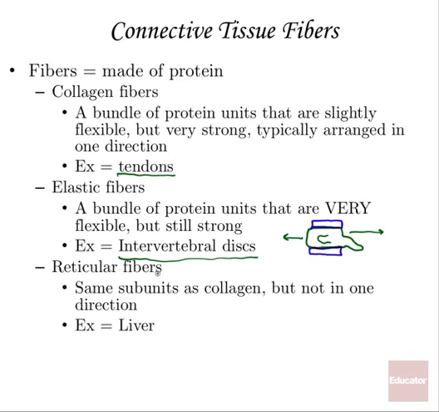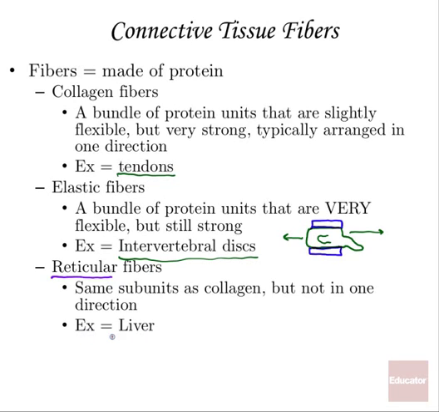And finally, reticular fibers. Same subunits as collagen, but not in one direction. So remember, with tendons, we have the collagen lined up in one direction, because that's how the muscle contracts. It contracts along one plane, back and forth. But with reticular fibers, reticular means net. And if you took biology, you remember that the endoplasmic reticulum, that organelle in a cell, kind of looks like a little net next to the nucleus. So reticular fibers, they're net-like.